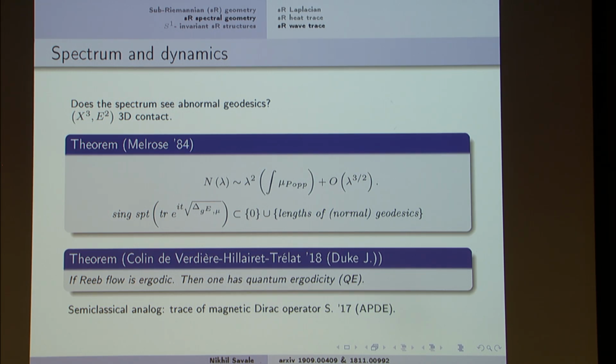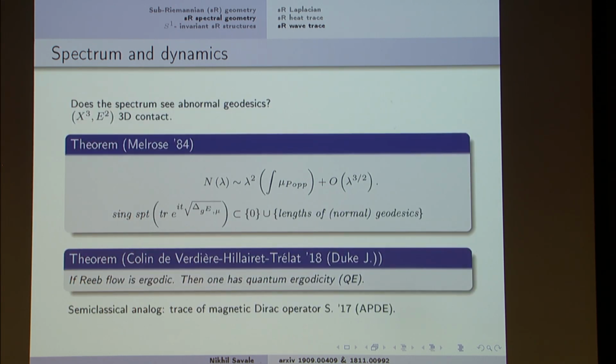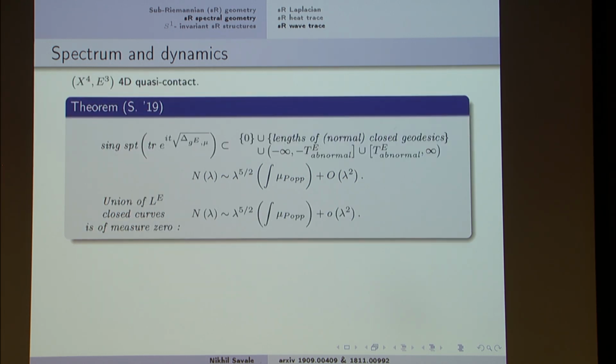However, in this contact case, there are no abnormal geodesics. These results confirm the fact that you don't see any weird thing on the right-hand side here. It confirms that there is no mischief going on in the wave trace. So the natural thing to look at would be the quasi-contact case, where there are some abnormal geodesics, and this is what I analyzed recently.